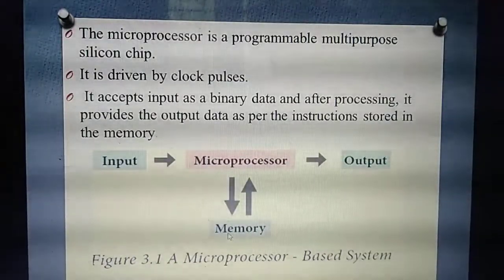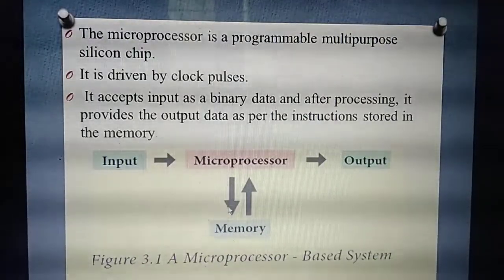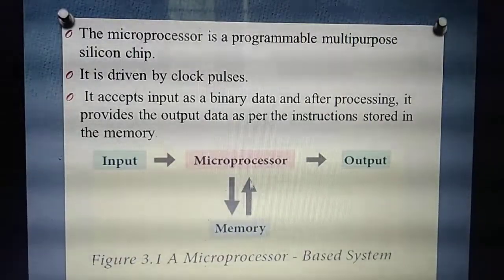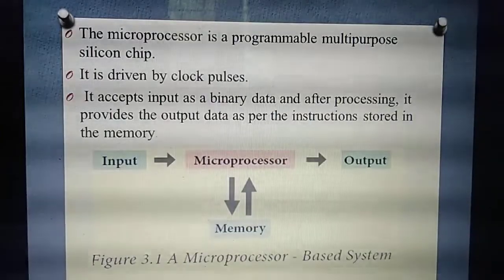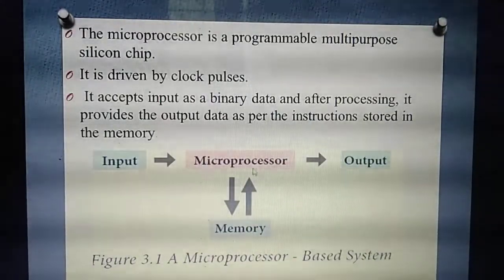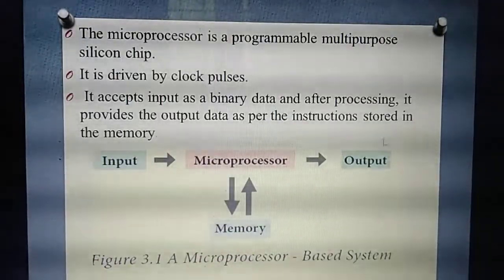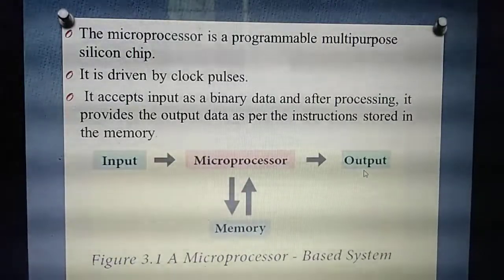The microprocessor processes the input, and all the results it will store in memory. Two types of memory we have studied: primary memory and secondary memory. Either memory it will store. Then what needs to be displayed in the output? This arrow mark means again the data is given to the microprocessor. Then the microprocessor will give it to the output device. Understand?